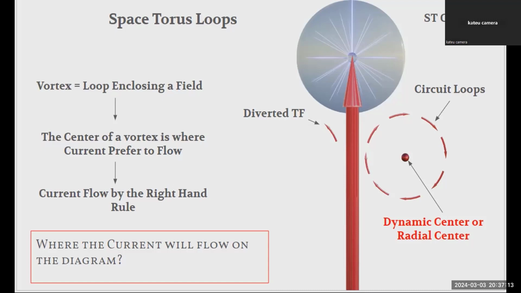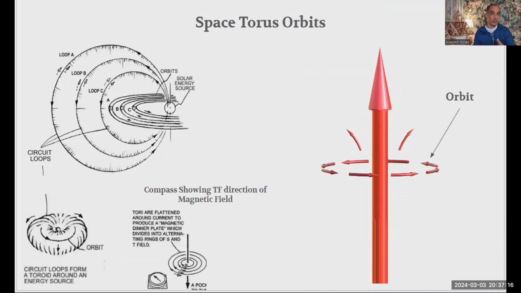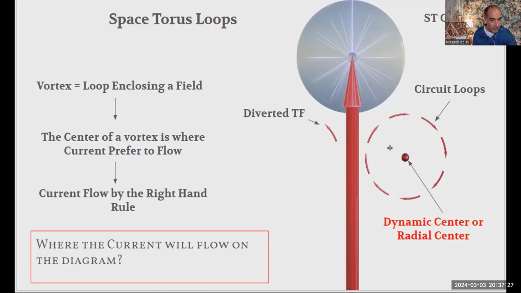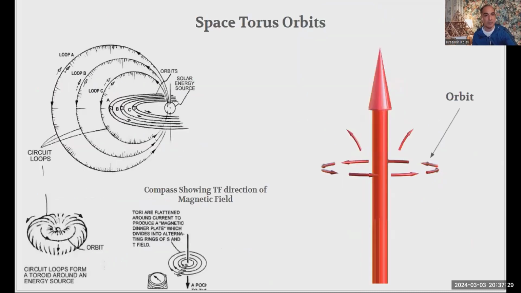Yeah. And because when you have a vortex and the point is a zero point, the current prefers to flow, following the right-hand rule. This circuit loop will create another loop which is perpendicular. We call this perpendicular loop an orbit, because it's like an orbit of our planets circling the sun. So when you see here on the left, you see our sun.